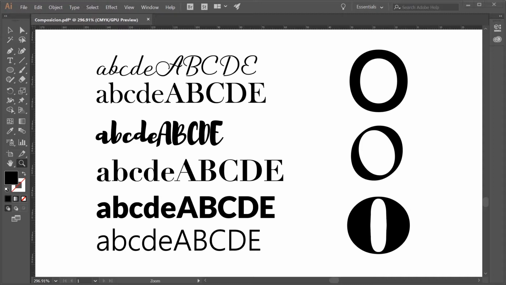Guys, contrast isn't the same as weight. There are light fonts with contrast, like the first one, or thicker fonts with less contrast, like the fifth one. It's important to be clear about contrast, because it will help us to create our lettering. Therefore, it's necessary to come back to classical typography, on which characters' design is based.